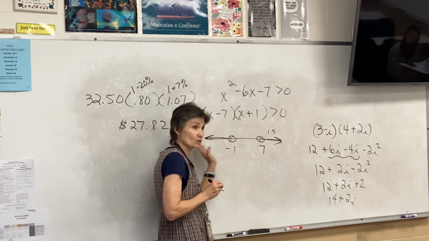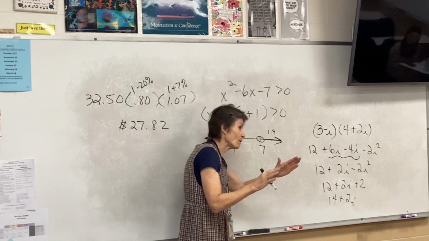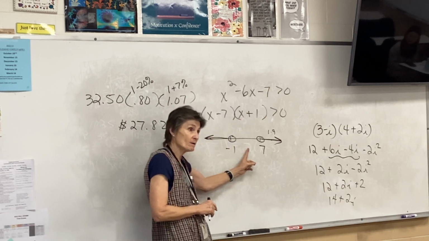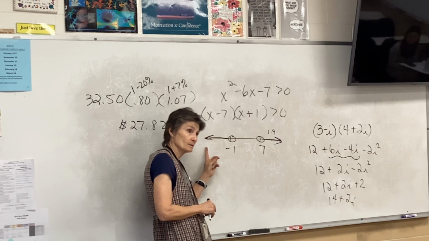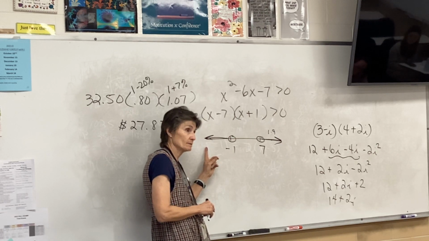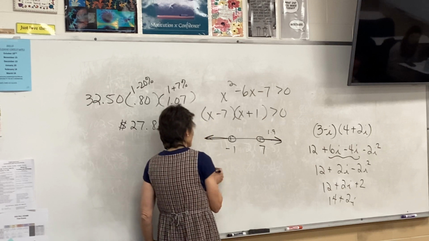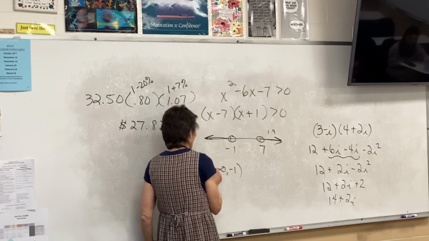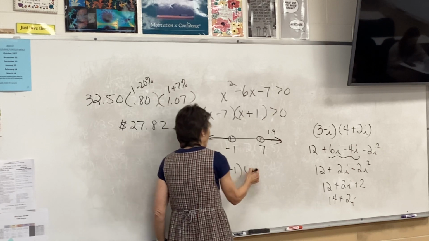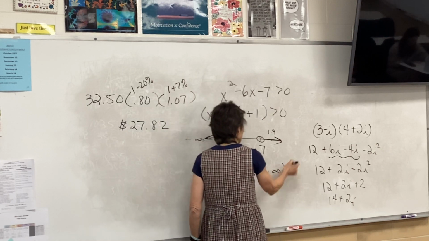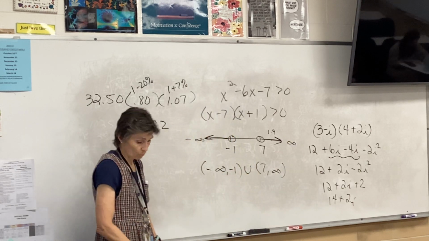So there's my areas. If you don't remember that, then you're going to do exactly what Brennan did, but pick another number and another number to determine your shading. So then we write our answer. Our answer is everything from negative infinity to negative 1. Remember, this is negative infinity on this end. Or everything from 7 to positive infinity. That's what we shaded.